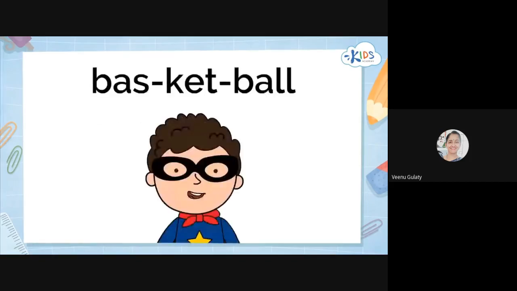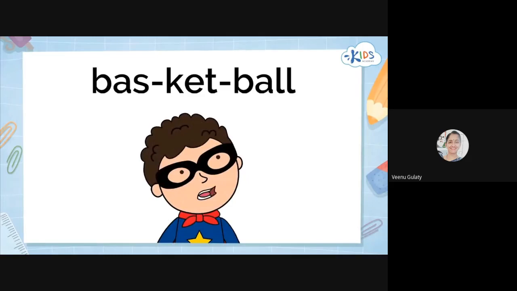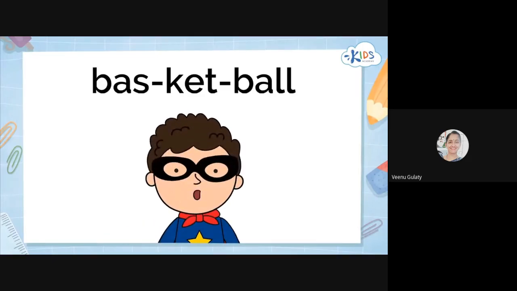You can also check to see if you have divided the word into syllables correctly using this trick. Say the word out loud and place your hand under your chin as you say it. Bass, ket, ball. See my chin hit my hand 3 times, so this word has 3 syllables.